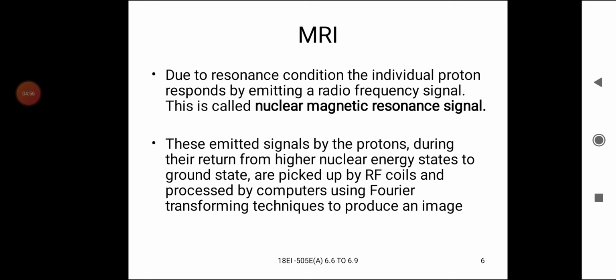These signals emitted by the protons during their return from the higher nuclear energy states to the ground state are picked up by RF coils, radio frequency coils, and processed by the computer using Fourier transforming techniques to produce an image.